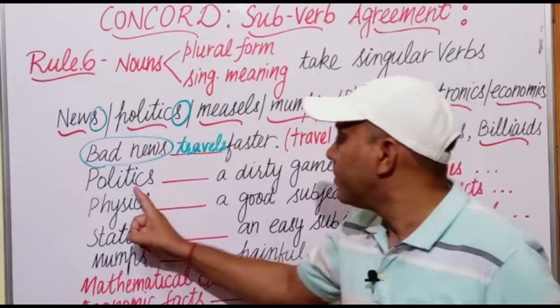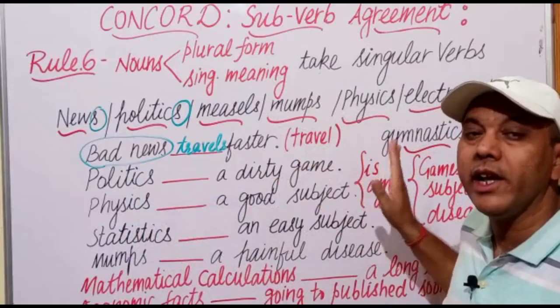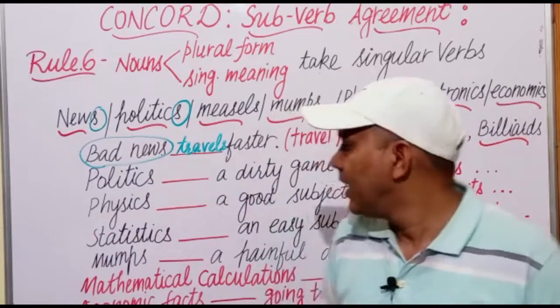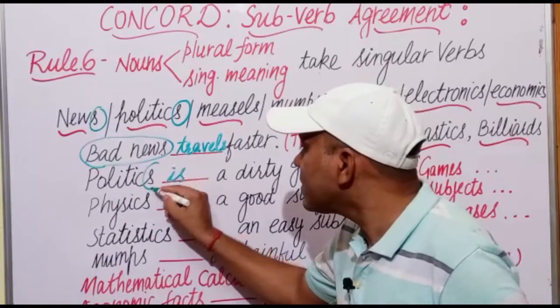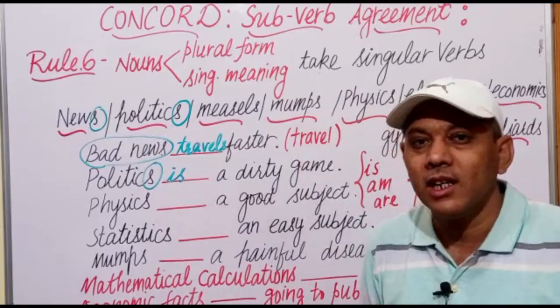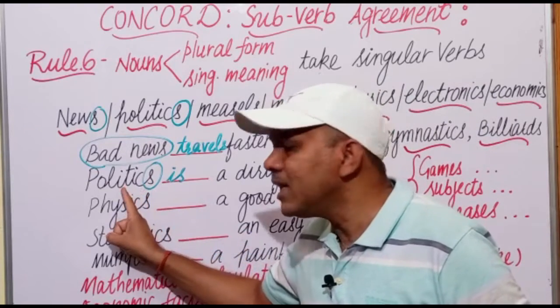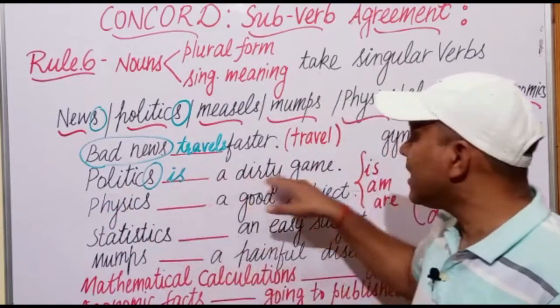Next is politics. Politics dash a dirty game. Fill in is, am, are, correct form of be. Politics is a dirty game. Don't take it as a plural subject just by looking at this s. This means a singular subject. Politics is a dirty game.